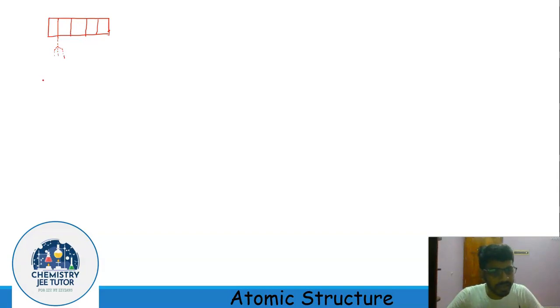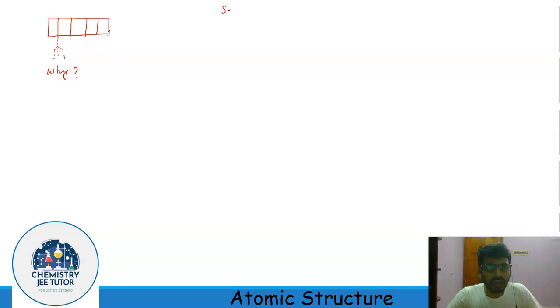Now, Bohr's theory said that energy is quantized. The orbiting electron can't take any value. Then the question is, why this fine structure? It could not be explained from Bohr's theory, and this was one of the drawbacks of Bohr's theory.